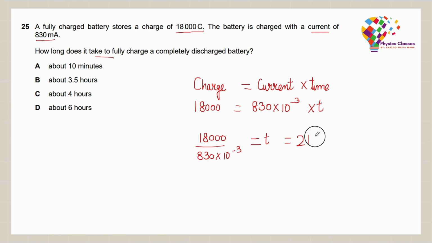21,686.74 seconds. Now this is in seconds, but you can see in the options that all the answers are given in minutes and in hours. So first let's put it to minutes. So I divide by 60 and I approximately get 361.4 minutes. To put this in hours, I further divide by another 60 and approximately it comes out to be 6 hours. Therefore, the correct answer is option D.